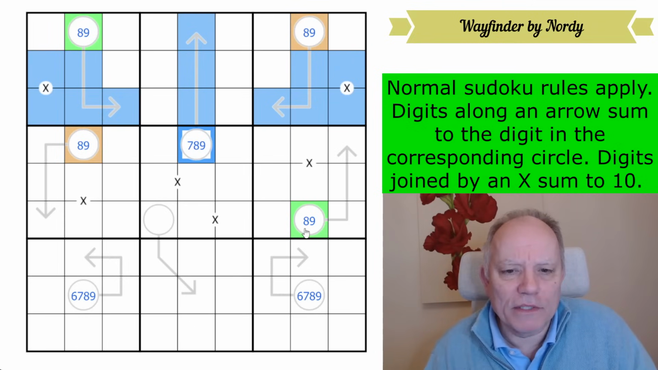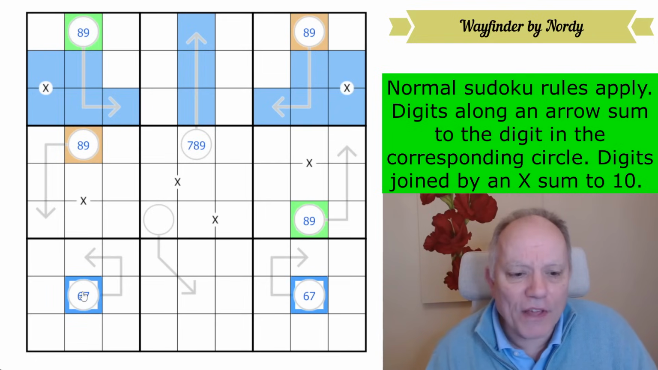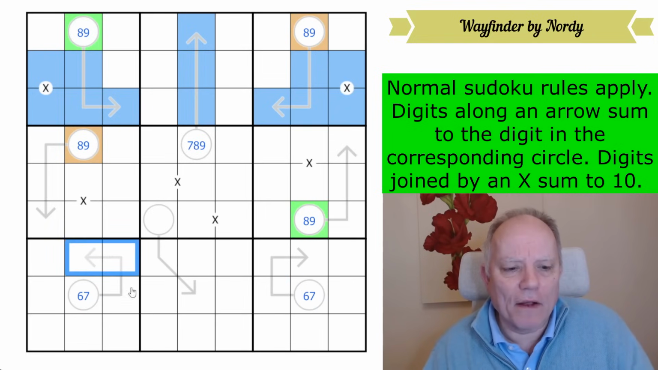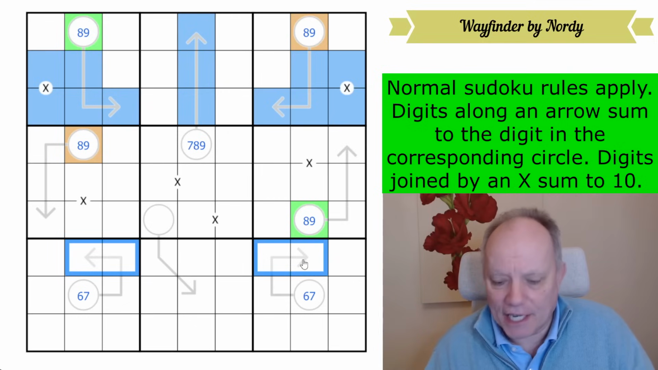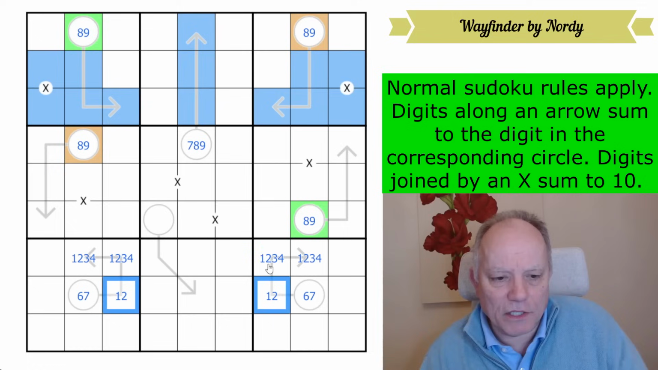Well, can we go on with the colouring somehow? Oh, these can't be 8 or 9. These are a 6-7 pair. Their arrows now have to add up to 13, and that requires that set to be 1, 2, 3, 4, and that pair to be 1, 2.